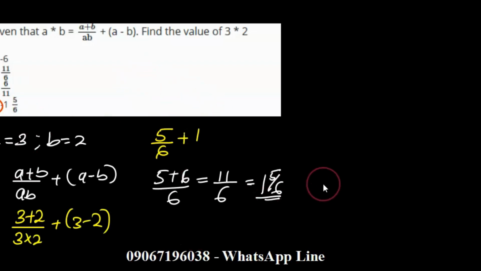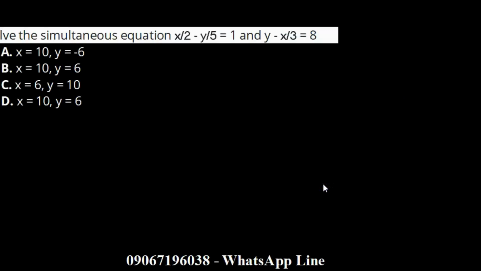Now let's look at question 2. In our question 2, we are given: solve the simultaneous equation x over 2 minus y over 5 equals 1. So let's get that first of all: x over 2 minus y over 5 is equal to 1. We need to make this equation a linear equation. By doing that, cross multiply: 5 times x, that's going to give us 5x.